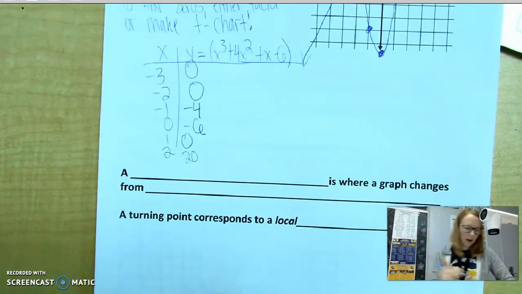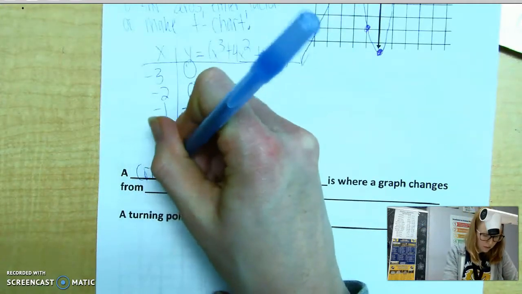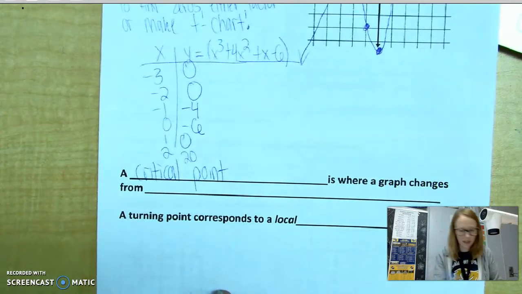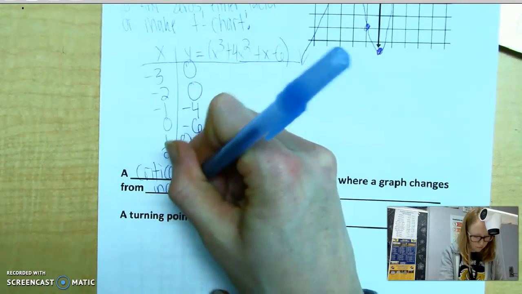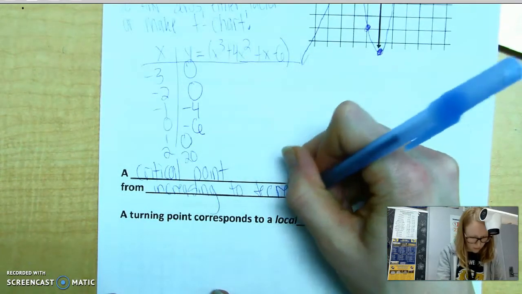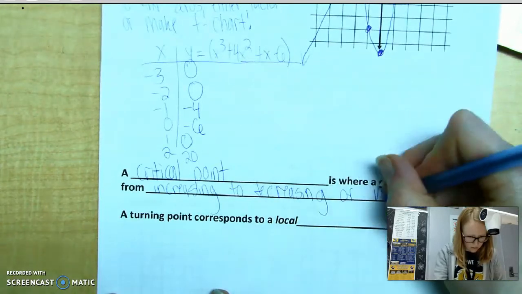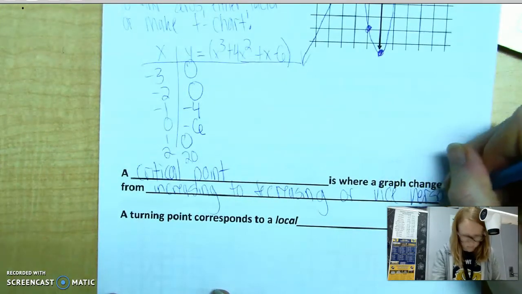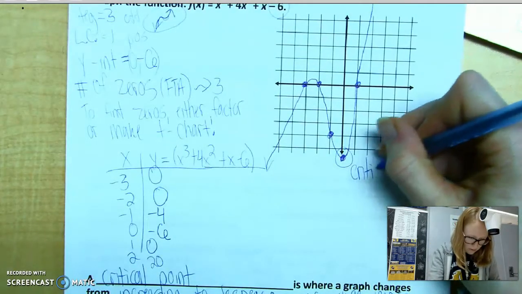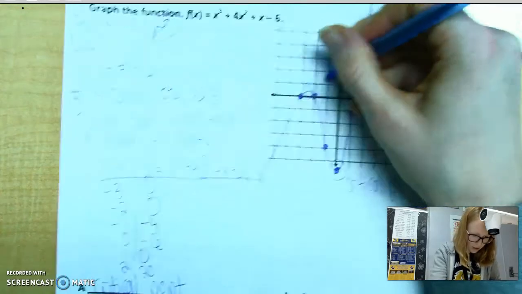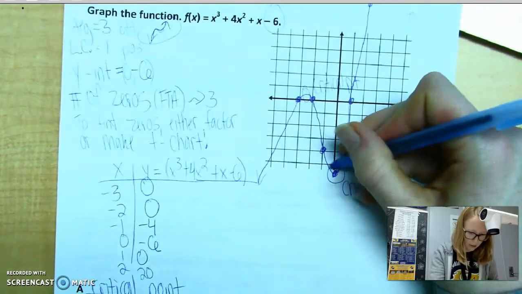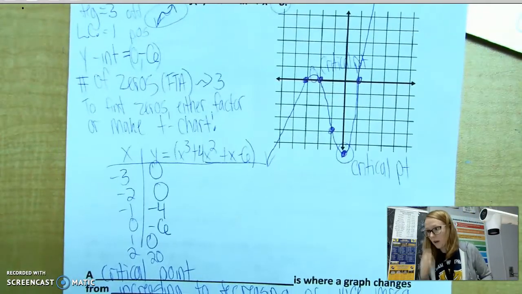The last thing we need to talk about is a critical point. Once again, a critical point is where a graph changes from increasing to decreasing, or vice versa. So if we were looking, I see a critical point here. And I see a critical point here. So I'm going up and then I'm going down. Here I'm going down and then I switch to the up direction, right?